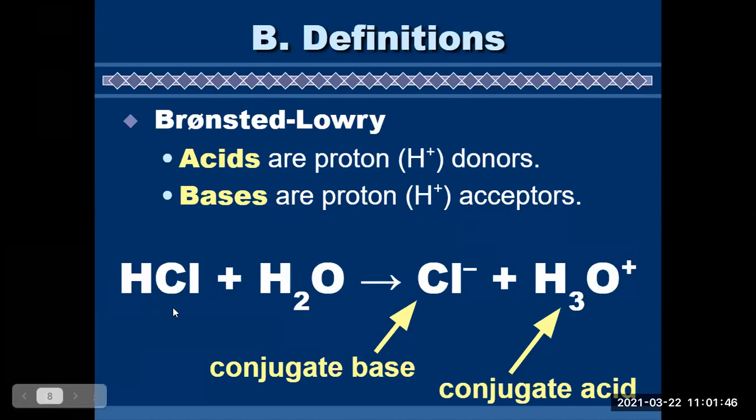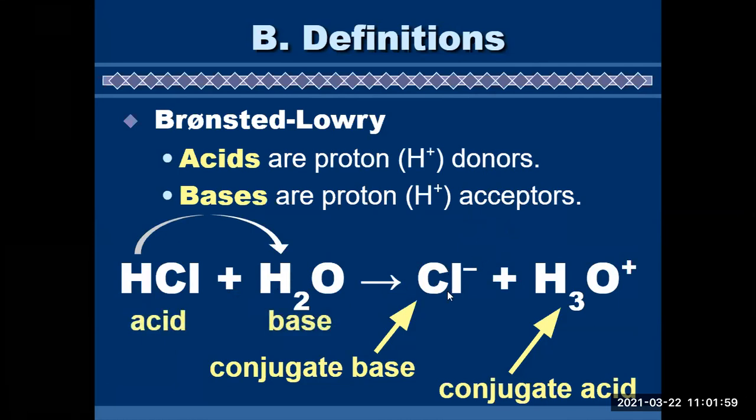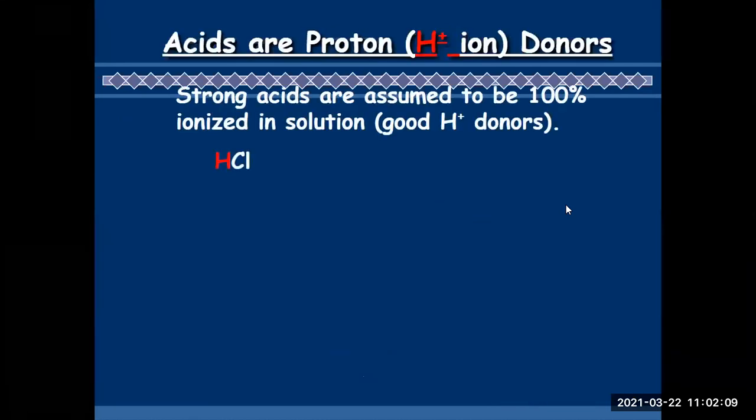So in this case, you have HCl as an acid donating a proton to H2O, just like we've seen in that video presentation. So this is the acid, this is the base, and this is the conjugate base and conjugate acid. So H2O, H3O plus is a conjugate acid.